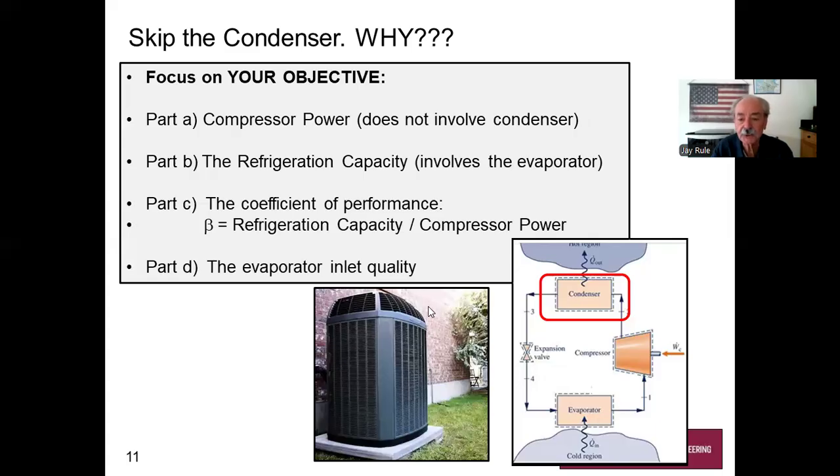What does the condenser look like? I've shown a little screenshot of a home air conditioning condenser that sits outside your home, with the condenser coils behind these louvers. That's what's rejecting heat from the hot refrigerant out to your surroundings. So this is a picture of a residential air conditioning condenser. The compressor is also inside this unit, but we won't worry about that right now.